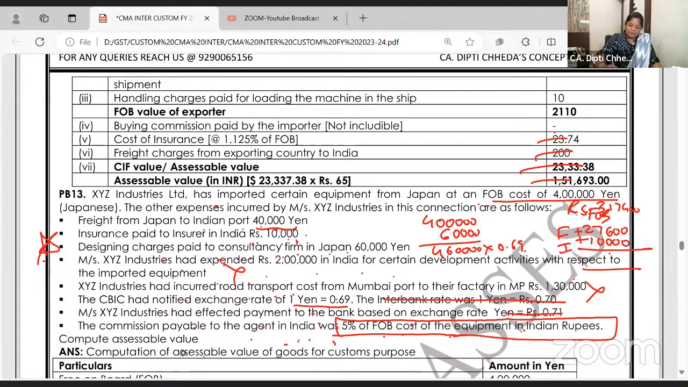Commission. 4 lakh का कितना परसेंट है? 5%. And you have to pay it in rupees. So 4 lakh into 5% into 0.69 is 13,800, अगर आप इंडियन करेंसी में ले रहे हैं तो.